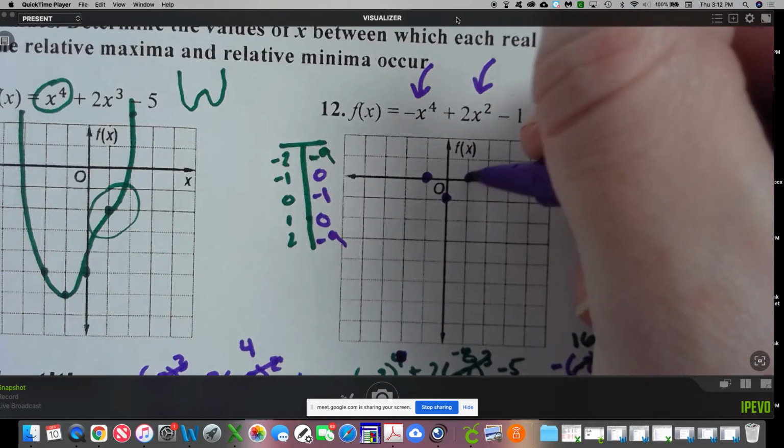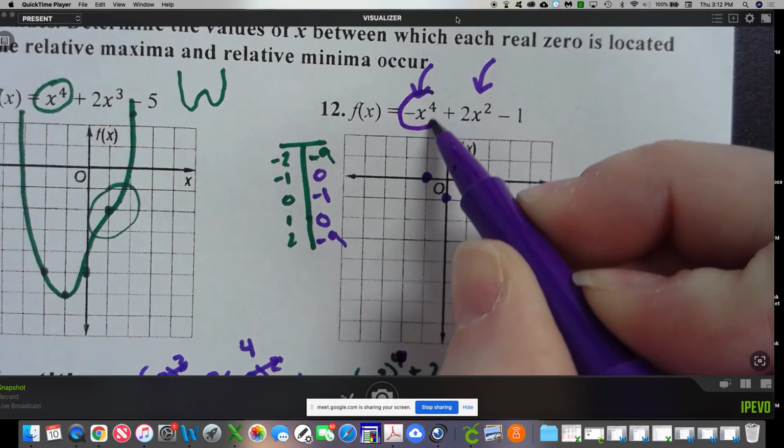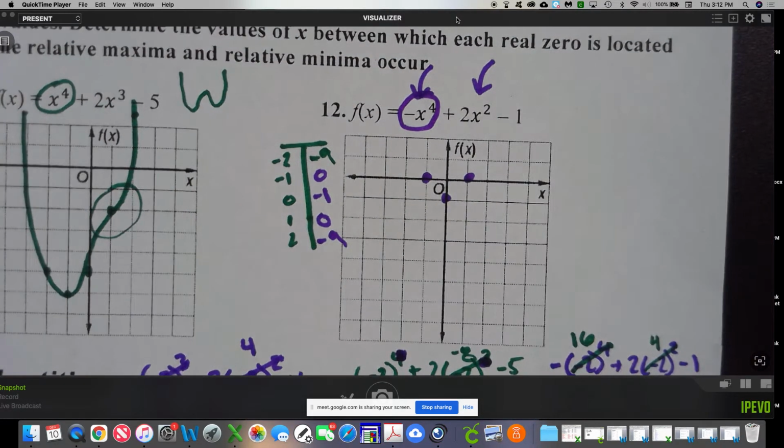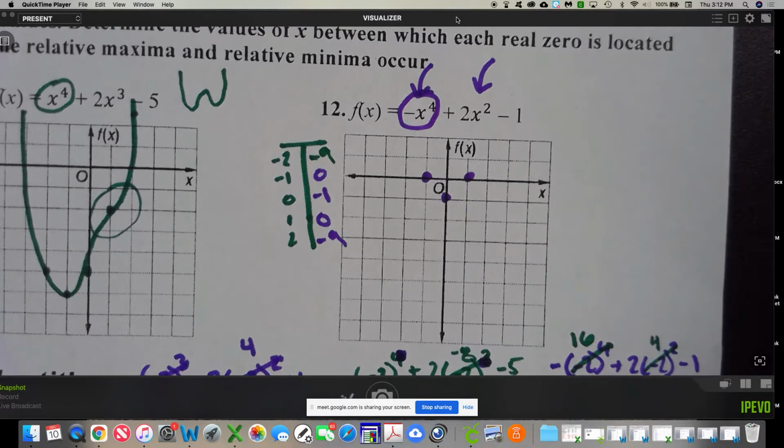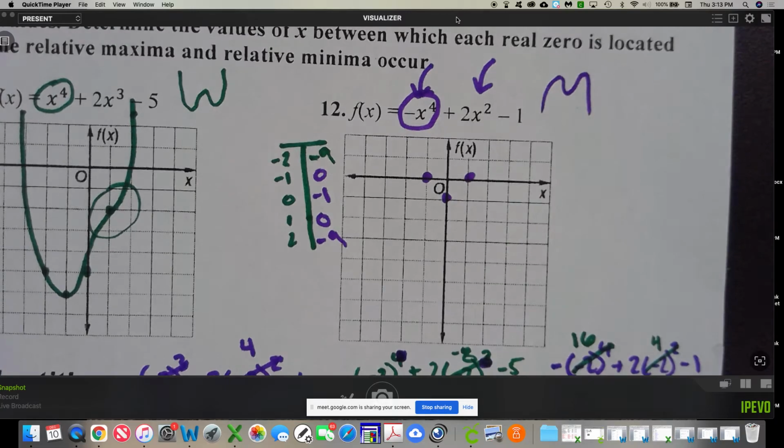Oh, wait. What is this guy supposed to look like? He's a -x to the 4th power. He looks like an upside down W or an N. So he'll look like this. Okay. Is that what he looks like? Yes. You betcha. That's what he does.